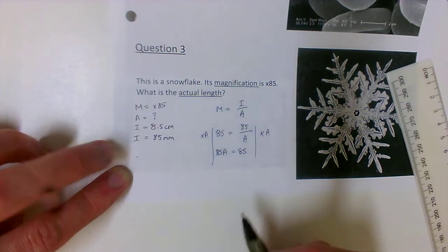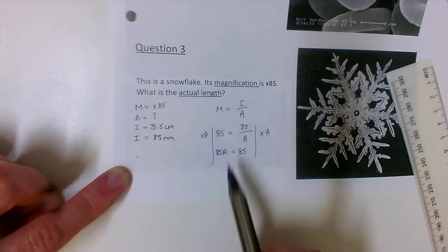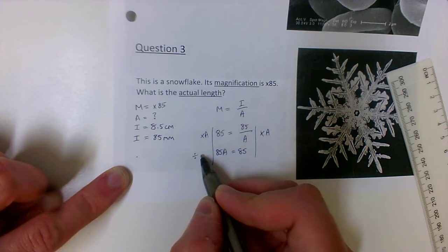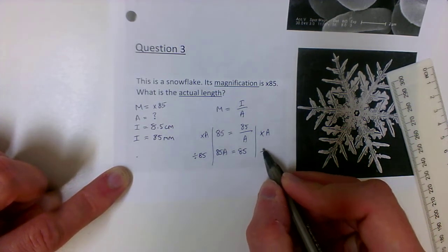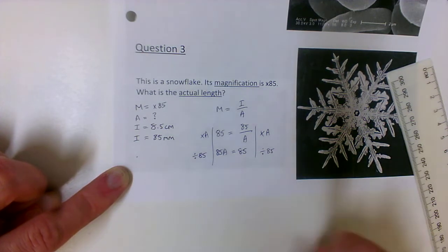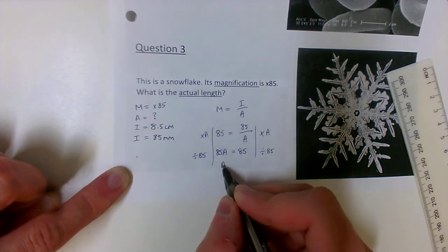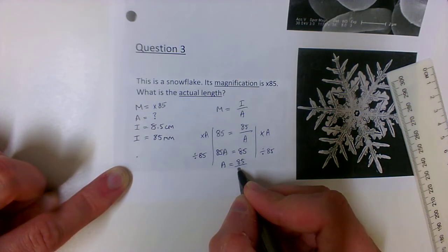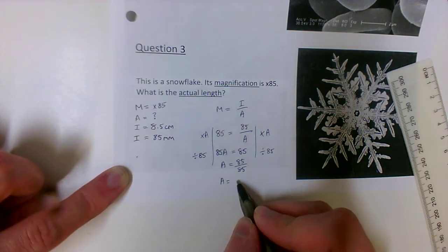That's much nicer because now to get A as the subject, I can clearly see at the moment A is being multiplied by 85, so what I have to do is divide by 85 to get rid of the 85. But if I do that to this side, the rules of maths says that I have to do that to this side as well. So I'm going to write it there. 85A divided by 85 just gives me A. 85 divided by 85, I'm going to write that down so that it's really clear. And if you put that into the calculator or do it in your head, you will get 1.